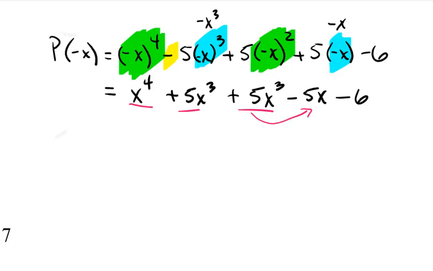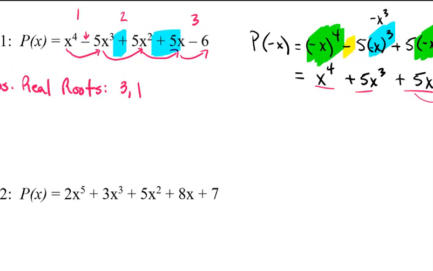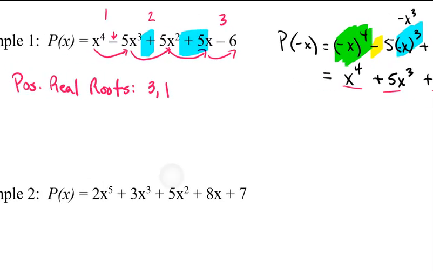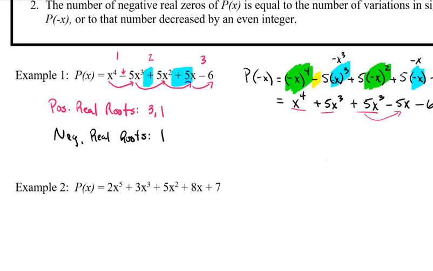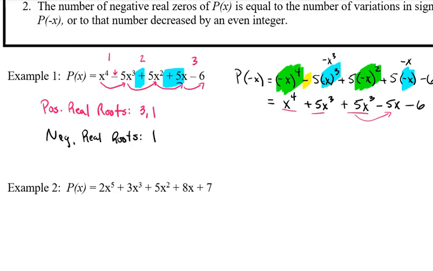So what that means is the number of possible negative real roots is only going to be one possibility. So I have one possible negative real root and 3 or 1 possible positive real roots. And that's all you have to do for this. Straightforward. Just take your time when doing your replacing, and that's it.